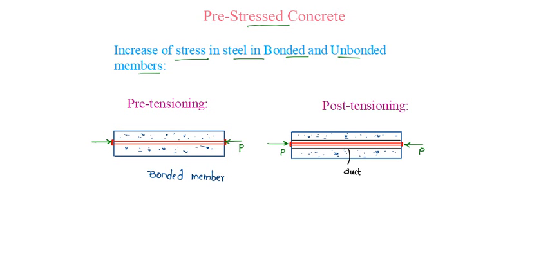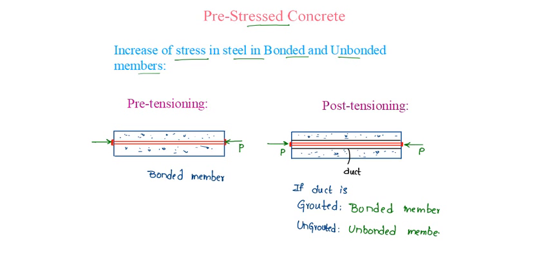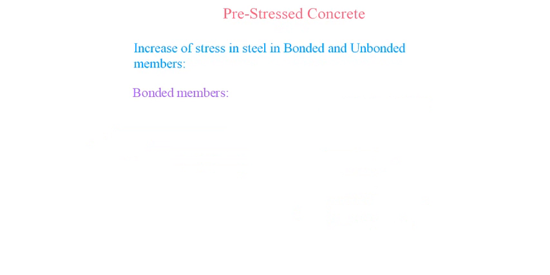Now if the duct is grouted, then there will be a bond between them, so then it becomes a bonded member. If the duct is ungrouted, then it becomes an unbonded member. First let us analyze a bonded member.